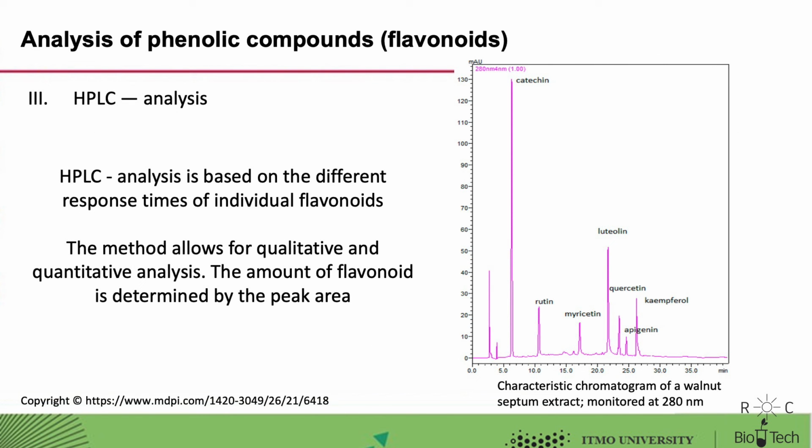Further, individual flavonoids can be analyzed by high-performance liquid chromatography. The method is based on the different response time of each flavonoid. On the chromatogram, we will get the peaks of individual flavonoids. The amount of each flavonoid in the HPLC method is determined by the area under the peak.